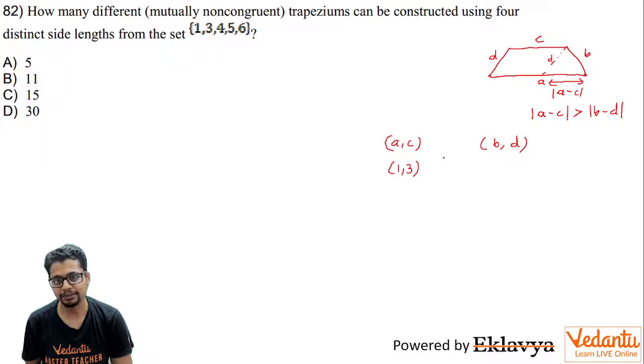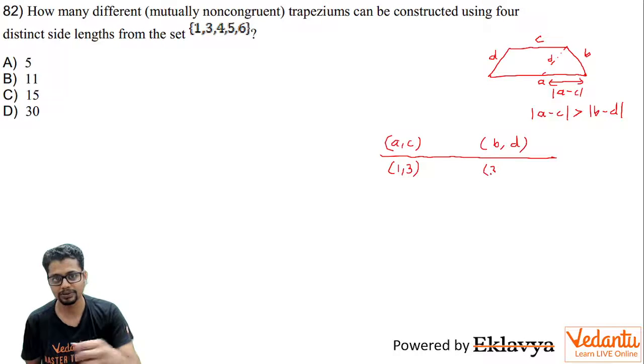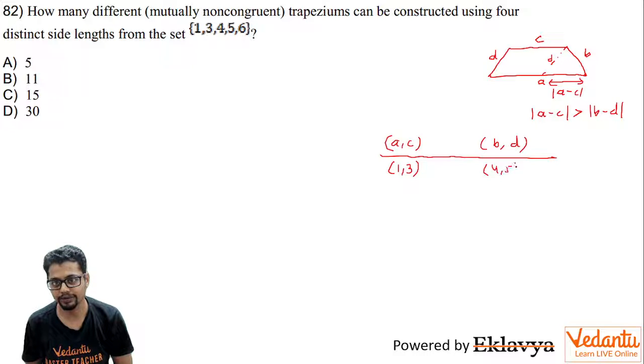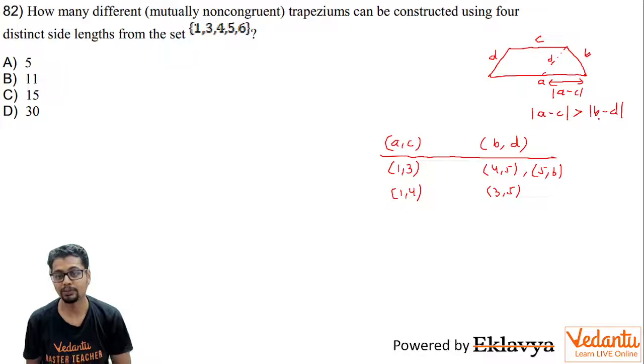So what values can B and D take? 3 comma 4 has already been taken since we want distinct side lengths, so it can be 4 comma 5, or 5 comma 6, and that's it. So what if A comma C is 1 comma 4? That means the difference between A and C is 3. So B comma D can be 3 comma 5. It can't be 3 comma 6, because mod of B minus D is strictly less than mod of A minus C. So you can also have 5 comma 6.